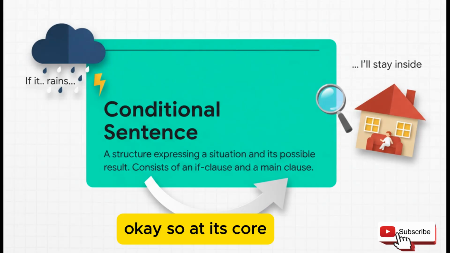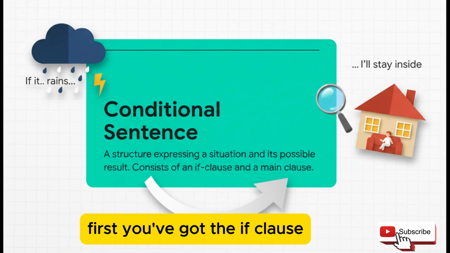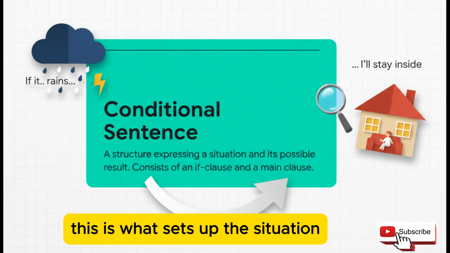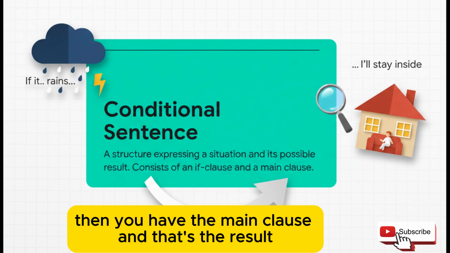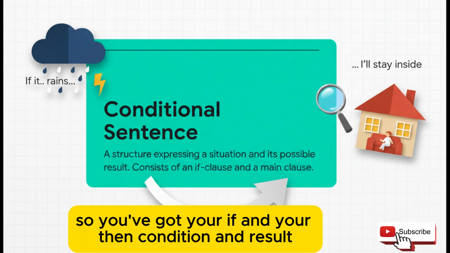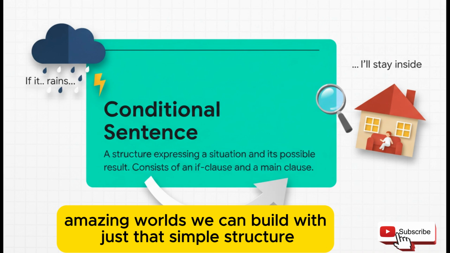Okay, so at its core, every single conditional sentence is built from two simple parts. First, you've got the if clause. This is what sets up the situation, the condition, something like, if it rains. Then you have the main clause, and that's the result. I'll stay inside. So you've got your if and your then, condition and result. Super simple, right? Now let's see what kind of amazing worlds we can build with just that simple structure.